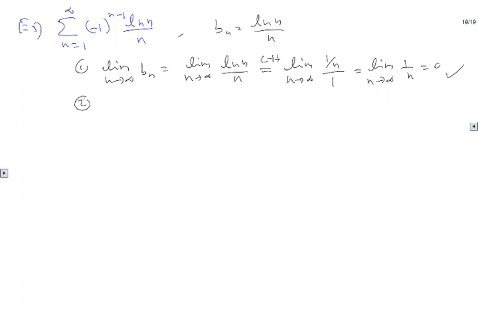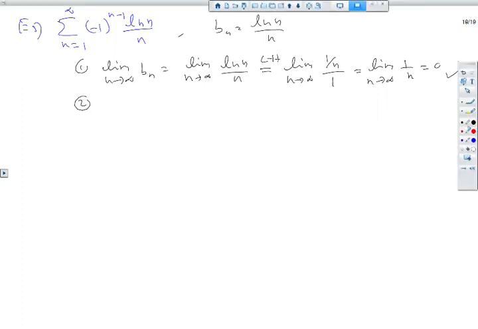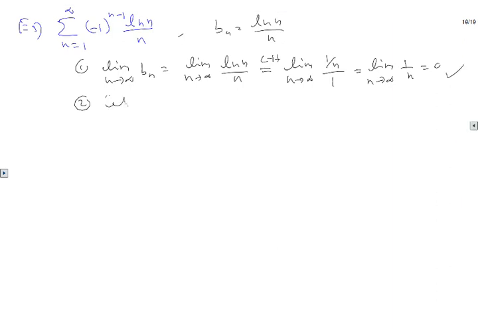So what we're going to do again, this is not really easy to show that b_{n+1} is less than or equal to b_n by the direct method. So we're going to use calculus here, derivative properties. We're going to let f(x) equal the corresponding function, ln x over x.